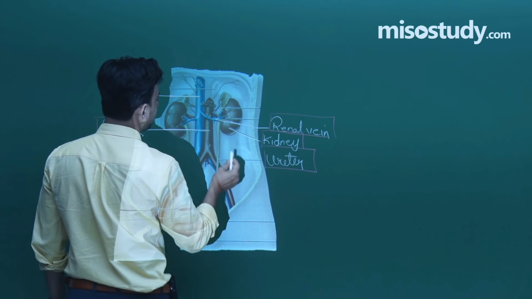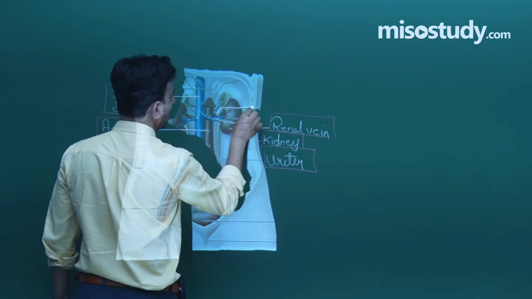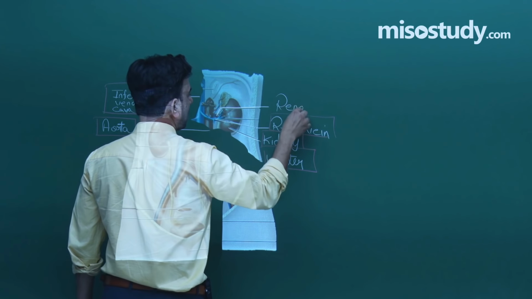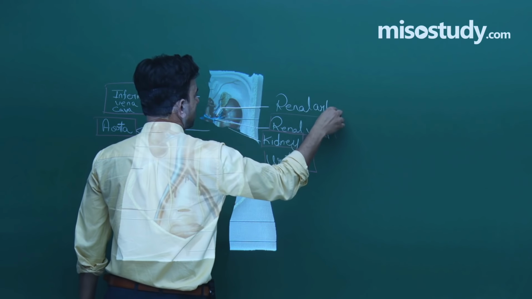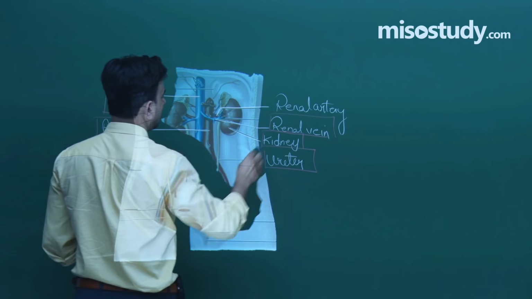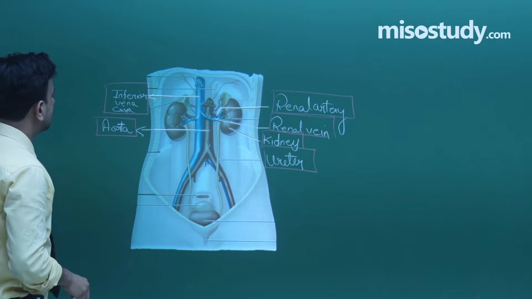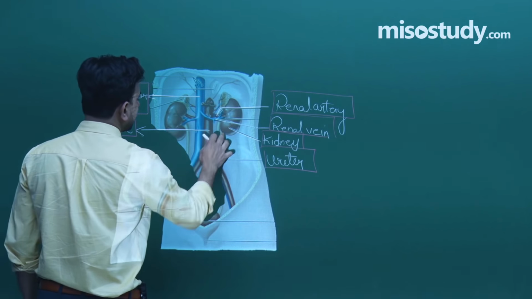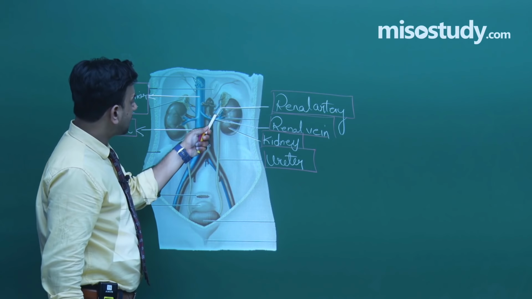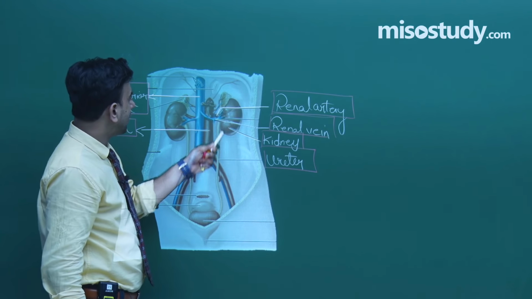Then what do we see this? This part. This is the renal artery. Renal artery, right? So this is the kidney, the renal artery, the renal vein which is further dividing.